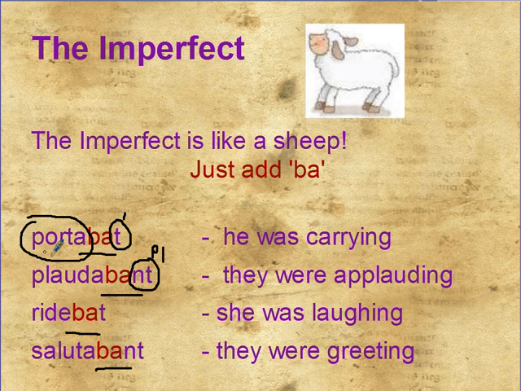Portabat is he was carrying. Plaudabant, they were applauding. We know it's plural because we see the nt. Essentially, a good tactic for the imperfect is to read your verb backwards. We see the t, so we know it's singular, she. We see the ba, so we know it's imperfect, was. And then we see the stem of our verb, ride. So we know it's laughing or smiling. She was laughing. Salutabant, same way. You see the nt, they, ba, were, saluta, greeting. Salutabant, they were greeting.